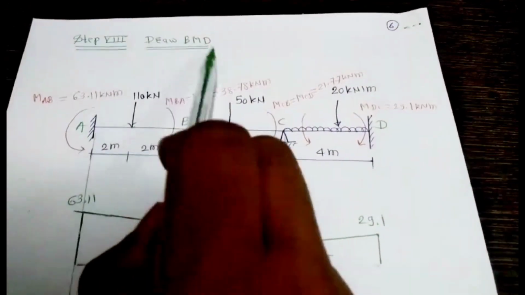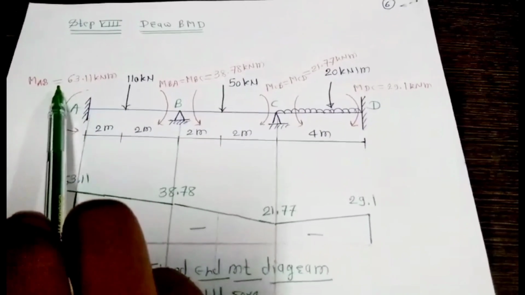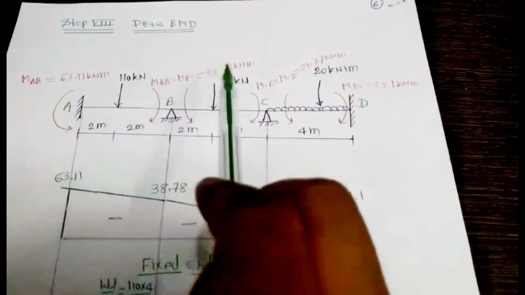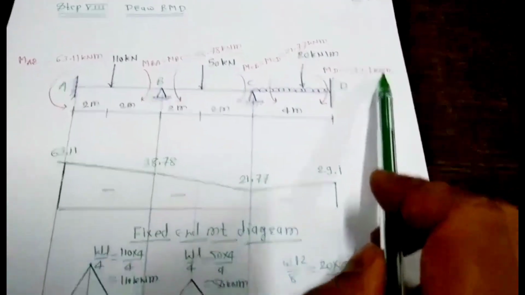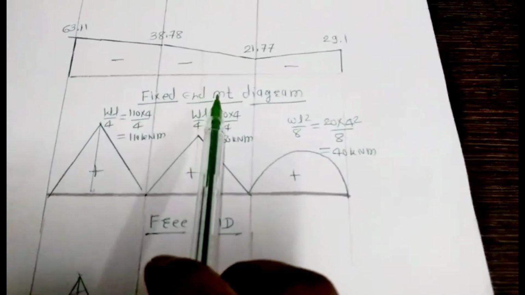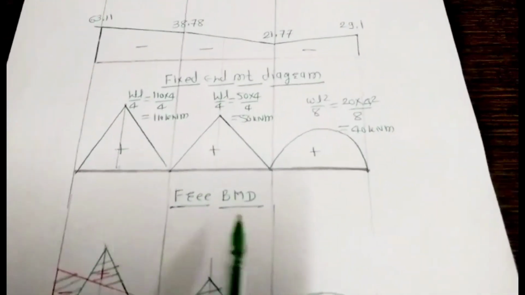Step number 8 is draw the BMD. You can see this continuous beam. The final end moments are shown here, that is 63.11, 38.78, 21.77 and 29.1. So the fixed end moment diagram, you can see here, and that is the fixed BMD.